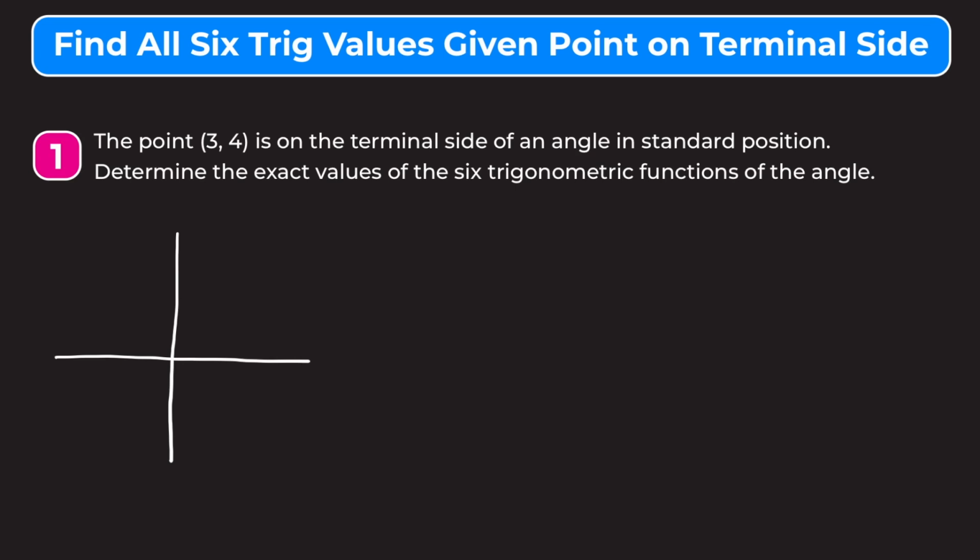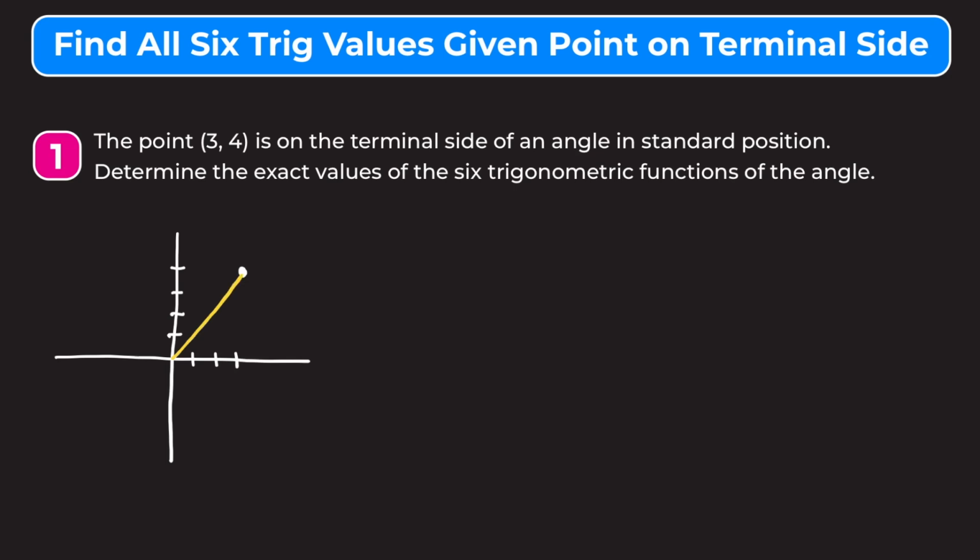What we're going to start by doing is sketching this point and this angle. We know the point (3, 4) is on the terminal side, and I'll explain what that means in a second. First, we're just going to plot the point (3, 4). So (3, 4) is right here, and now we are going to draw a line like this to this point. This yellow line is the terminal side of our angle.